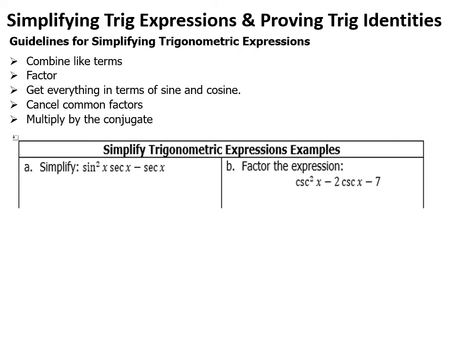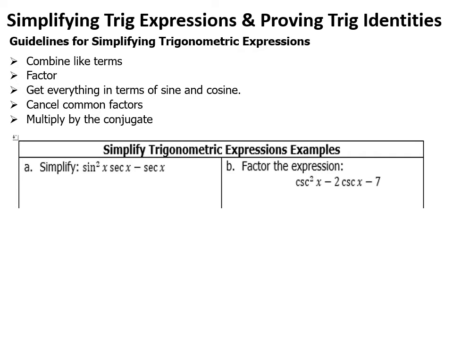Some basics: combine any like terms, factor, get everything in terms of sine and cosine, cancel common factors, multiply by the conjugate are all tools that we can work with. Now, one of the things I have to say is there is more than one way to work through these, so you have to show your steps. That proves your answer logically.